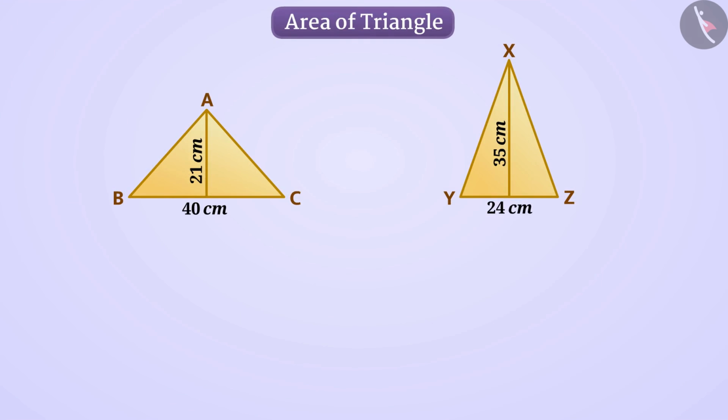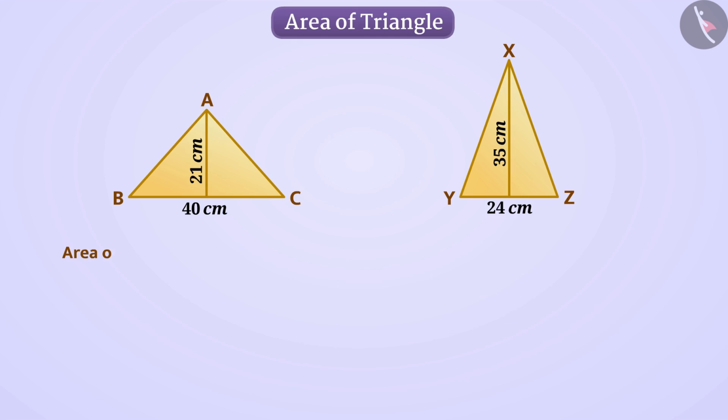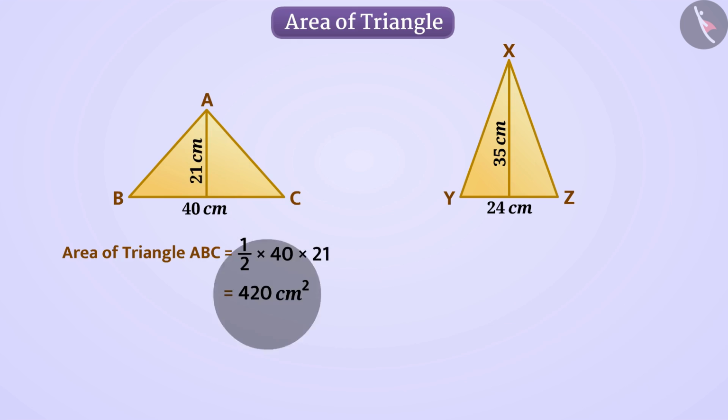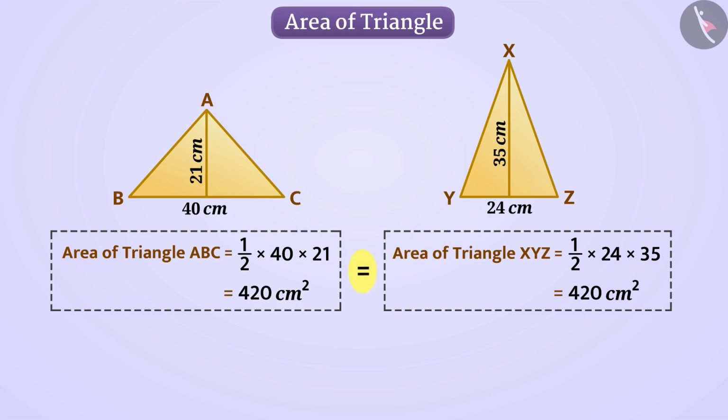Now look here, two triangles are shown here. Can you find the area of these triangles? Try it. Area of triangle ABC is equal to 420 square centimeter. Similarly, the area of triangle XYZ is also equal to 420 square centimeter. Here, the area of both triangles is equal.